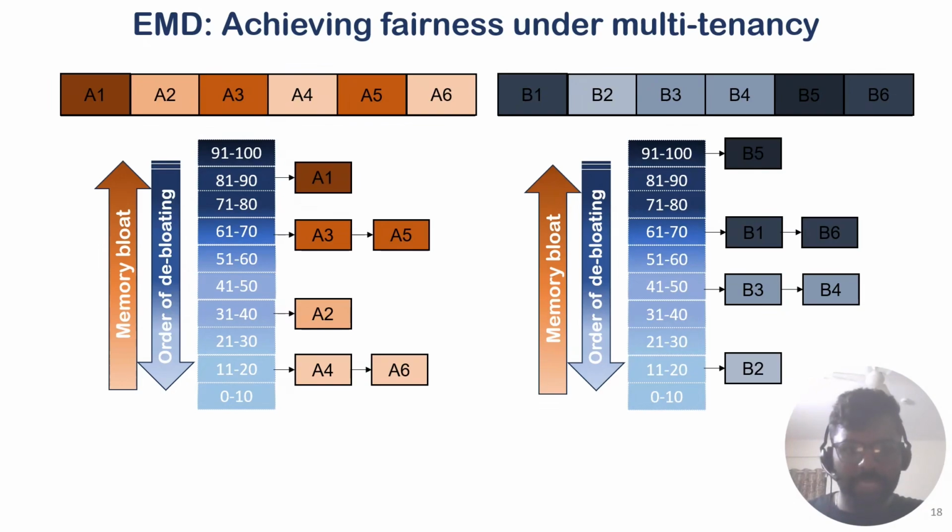For example, here, A has regions A3 and A5 and B has regions B1 and B6. All of these regions are in the same priority bucket. So EMD will debloat A3, A5, B1 and B6 together before addressing the next priority bucket.